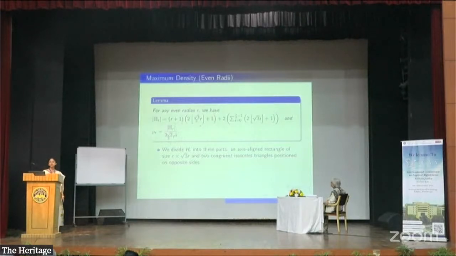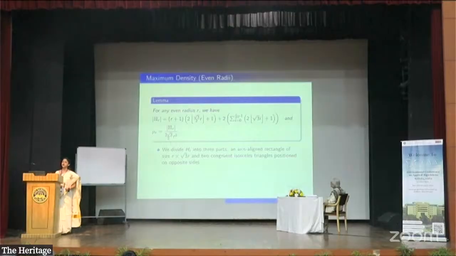In a similar manner for the triangles, the columns will go from i equal to 0 up to not floor of R by 2 but floor of R by 2 minus 1. And we need to remember that for even radii, floor of R by 2 is equal to R by 2, and that is the case.